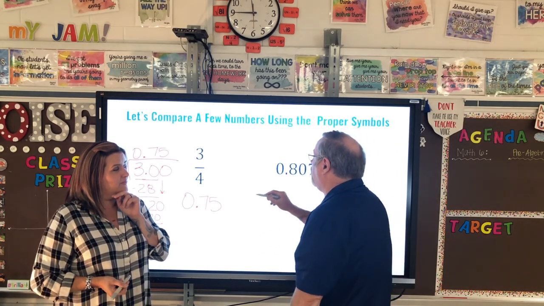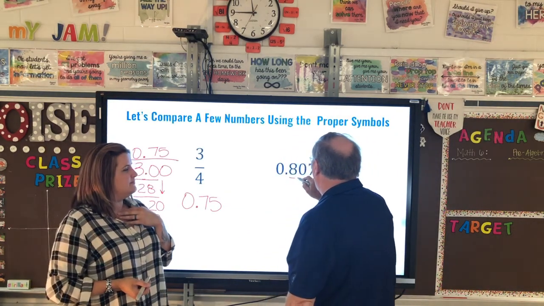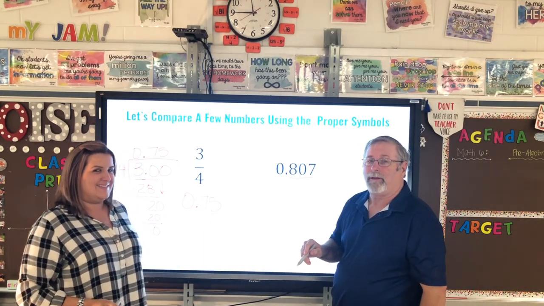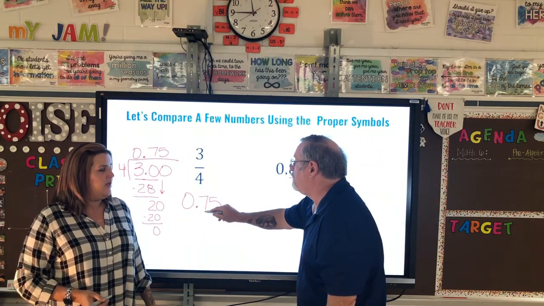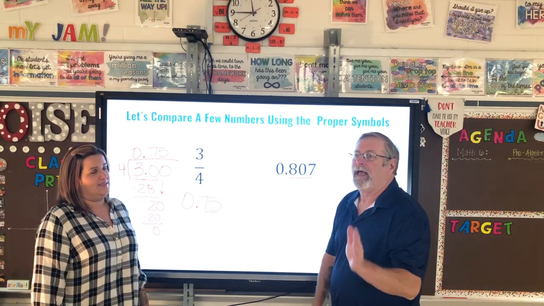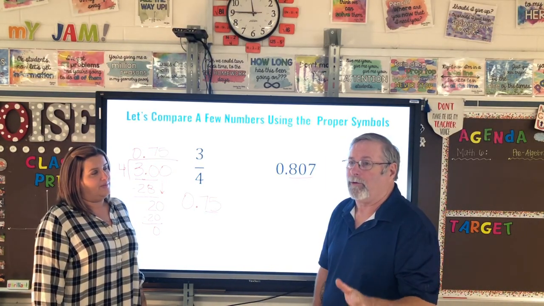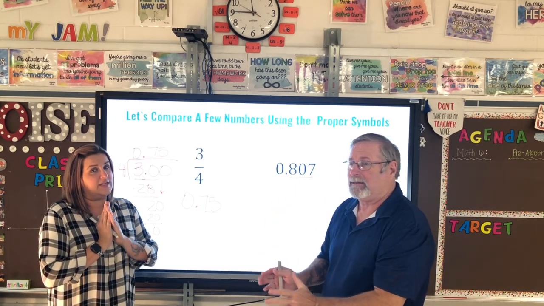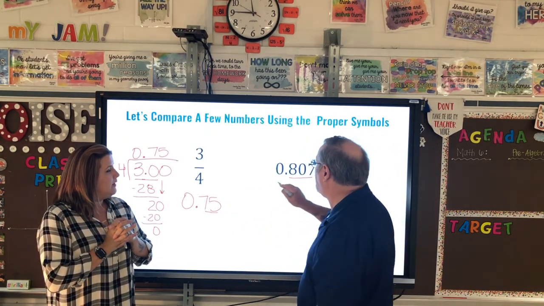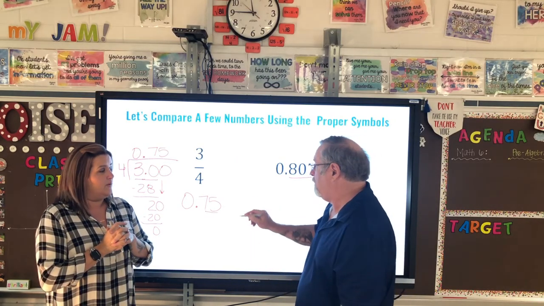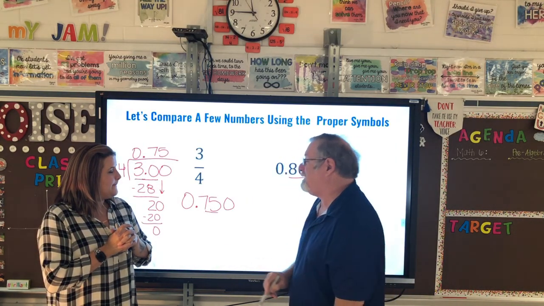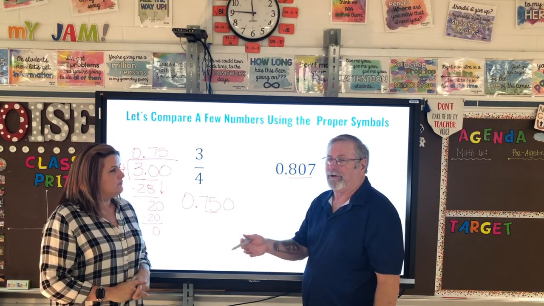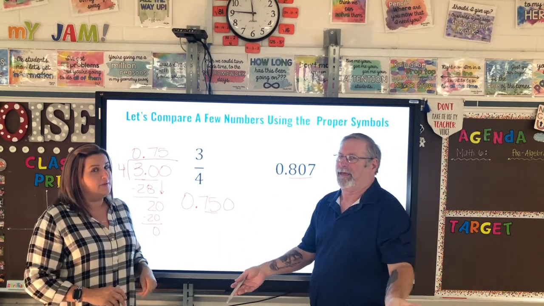But let me show you a little trick here because this is pretty easy to mess up. How many decimal places does this one have? It has 3. It goes to the thousandths place. This only goes to the hundredths place. Remember, you always compare numbers that are the same size. So to make this one the same size, I have to add a 0 at the end, because it doesn't change anything. It's 75 hundredths or 750 thousandths. It's the same thing.